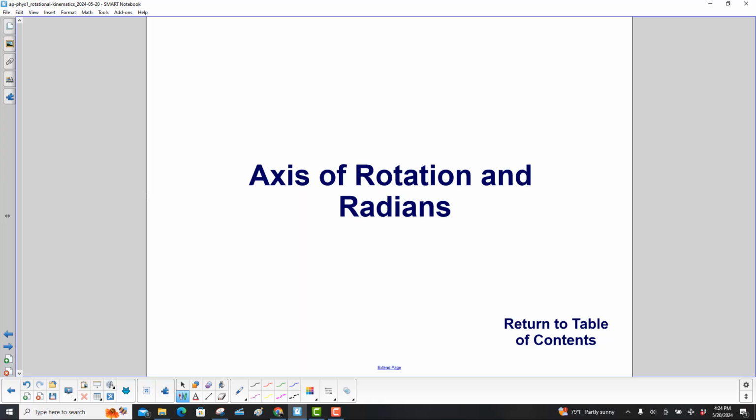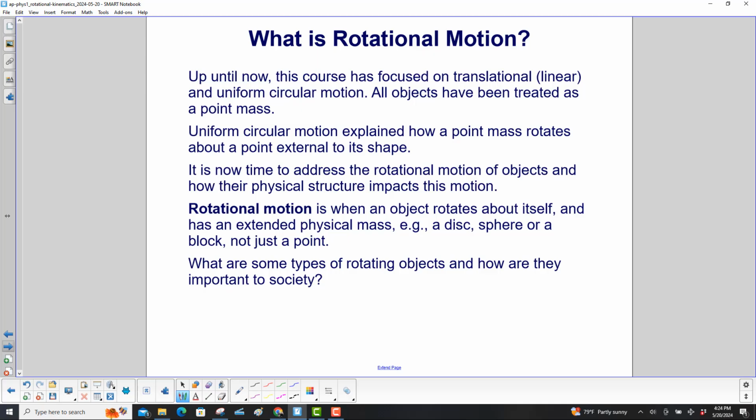Axis of rotation, and radians. Up until now, this course is focused on translational, that is, linear and uniform circular motion. All objects have been treated as a point mass. Uniform circular motion explained how a point mass rotates about a point external to its shape.